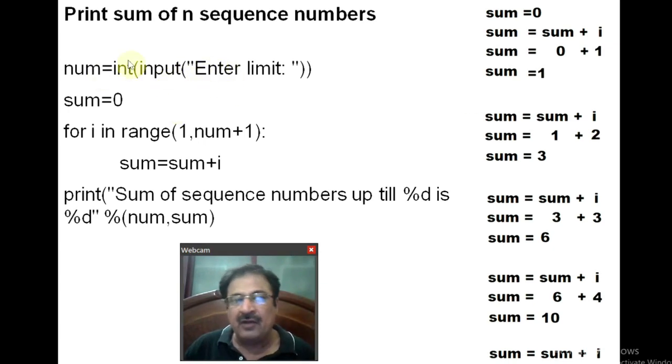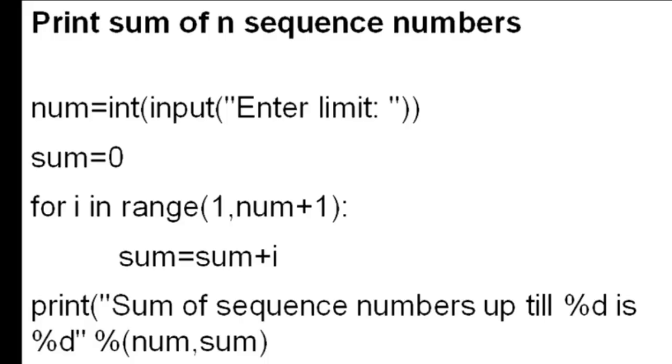That value 5 will be assigned to this num variable. Sum is the variable where you will be adding the values from 1 to 5. You will add 1, then you will add the value 2 to the sum variable. So the summation of 1 till 5 will be in the sum variable. This sum variable is initialized to 0. The for loop will go from 1 till 6. This is exclusive, so the loop will go from 1 to 5.